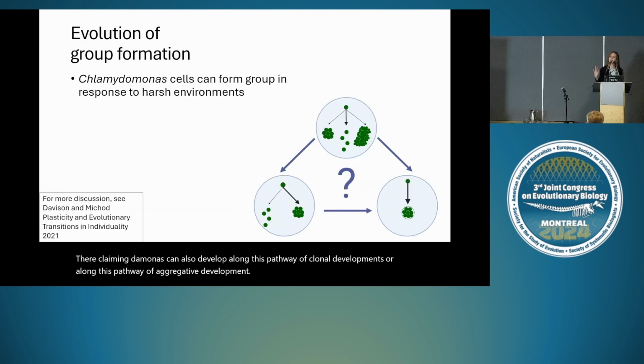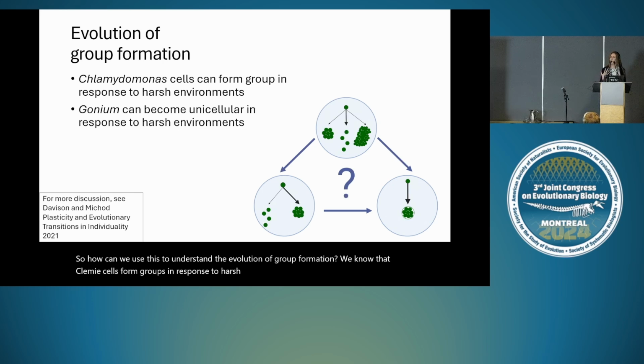So how can we use this to understand the evolution of group formation? Well, we know that Chlamydomonas cells form groups in response to harsh environments. We also know that there's a species called Gonium that's typically multicellular, but Gonium can become unicellular in response to harsh environments. Other multicellular volvocine green algae species are always multicellular regardless of the environment.